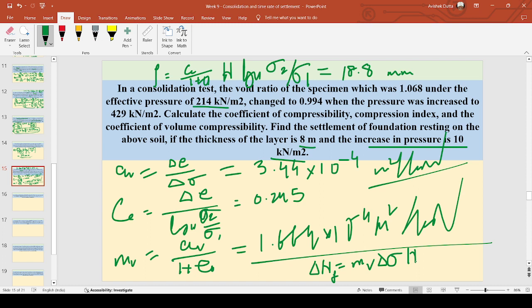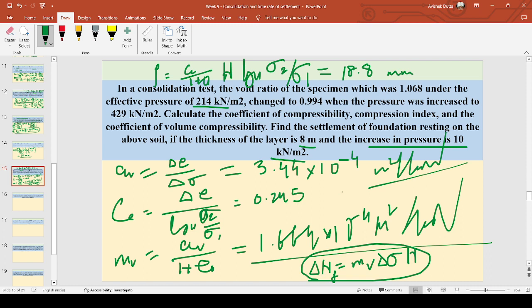0.133 meter, that is in millimeter. 18.8 is in millimeter. It is 13.3 millimeter. So no, you cannot, because the ultimate settlement, it means what? It means that the ultimate settlement will be reached at a load lesser than 10 kilopascal. And this has crossed the ultimate settlement.